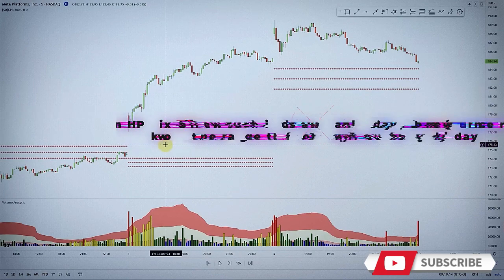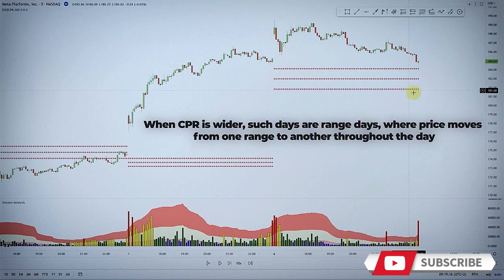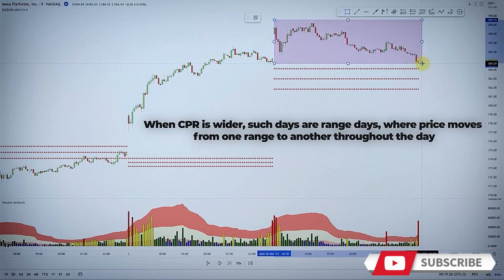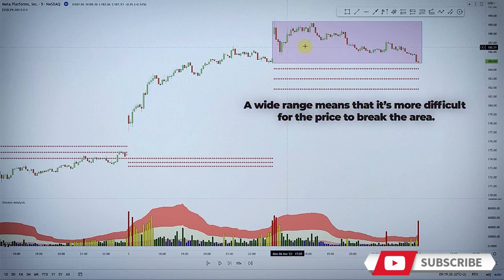Also, when the central pivot range is wider, often but not always, such days are range days, where price moves from one range to another throughout the day. Look at this example. We had a strong move upward, so the next day the CPR was quite wide. We had a range day around this area. And remember the previous rule, a wide range means that it's more difficult for the price to break the area.